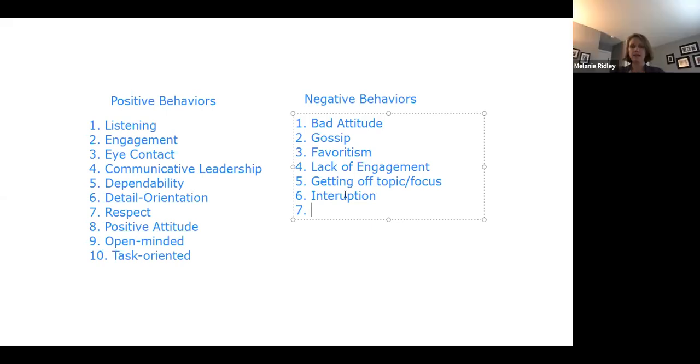Yeah, lack of collaboration. That may be similar to lack of engagement, but it could be a little different too. Using phones during meetings. Identifying problems with no ideas for solutions.